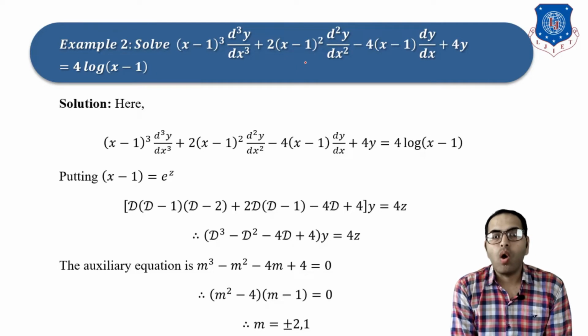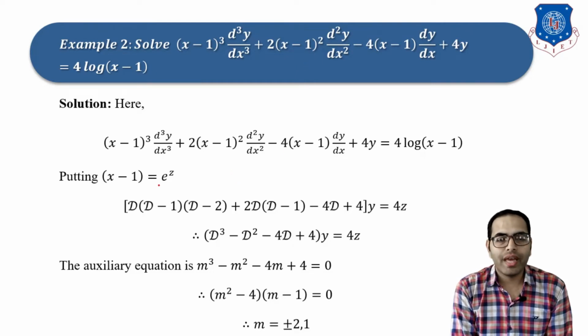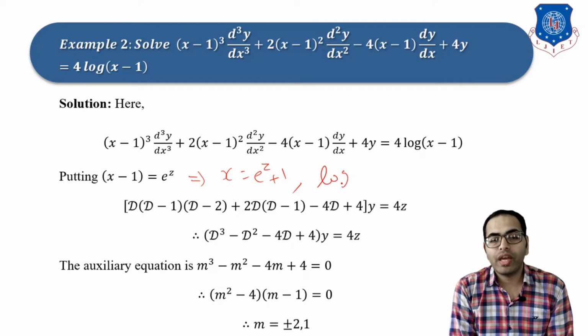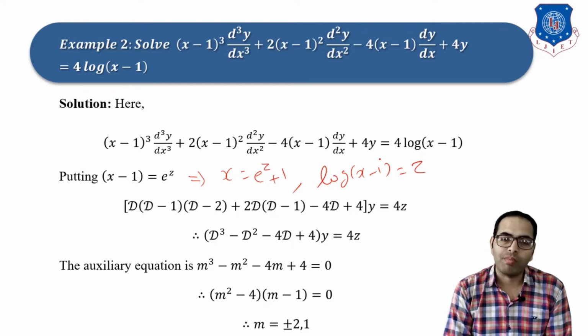For that, what we have to do? Obviously assume x minus 1 equal to e raised to z. Now making x the subject, it becomes x equals e raised to z plus 1. Now taking logarithm on both sides, log of (x minus 1) equal to z. We require these whole things for solving the problem.